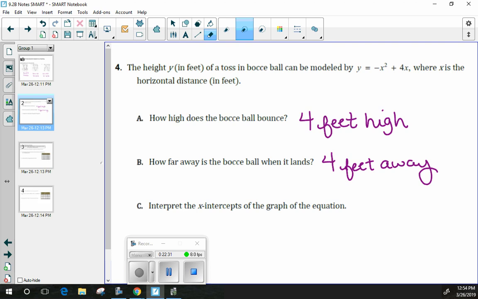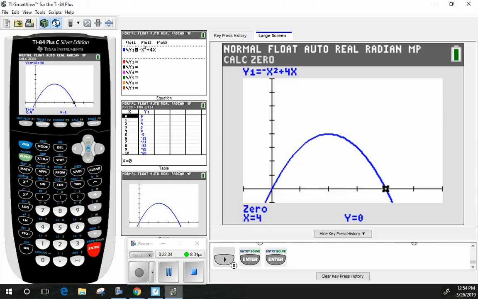And then interpret the intercept. Well, let's go back and look. Where is the other intercept? We know this one's at 4. Where's the other one? At 0. What do you think the meaning is for that? That's where the bounce started and where it landed. So it tells us that the bounce had a horizontal distance of 4 feet, right?